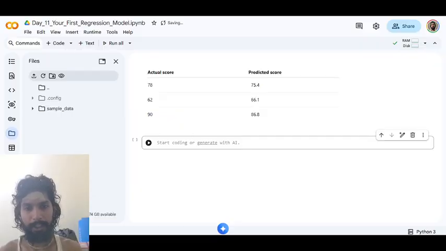Our job is not to create a model that magically predicts every value perfectly. Our job is to create a model that performs reasonably well on students it has not seen before. Let us begin with the tools required for today's lesson. But before that, I want to summarize the definitions that we have discussed.